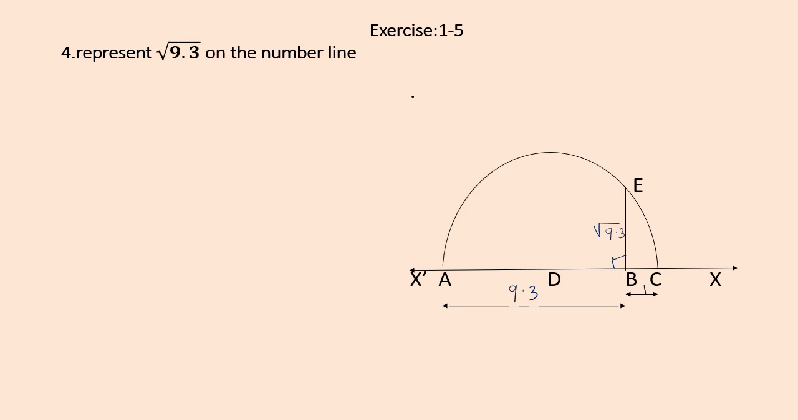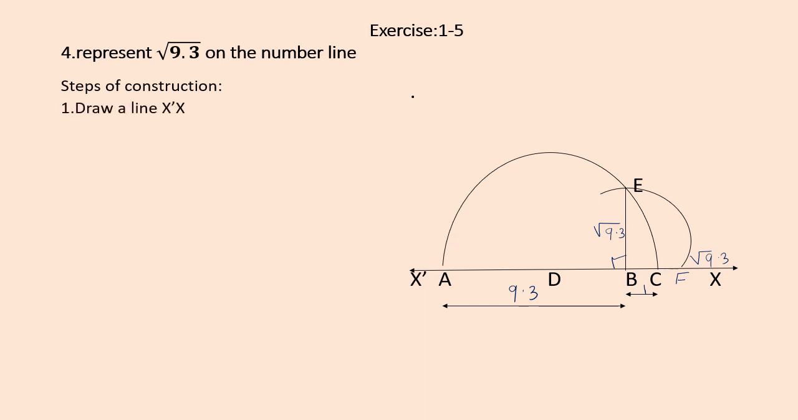You have to represent root 9.3 on the number line. For that, with B as center and BE as radius, draw an arc. The arc should intersect XX dash at F. You mark the intersecting point as F. And the point F denotes root 9.3. Now, you have represented root 9.3 on the number line. Now, you have to write the steps of construction and it will make you more clear.